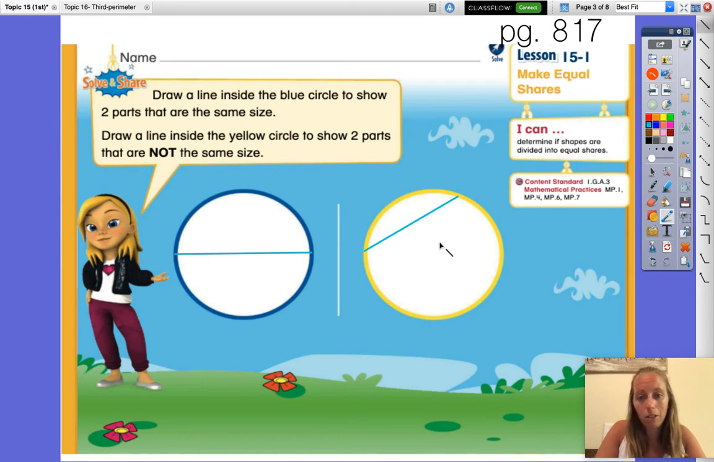But then if we come to this pizza, if Miss Black gets this small piece of pizza and the other girl gets this big piece, Miss Black is going to be very angry, right? Because I don't get enough. I don't get the same amount as her. So we don't have equal shares. So when we're thinking about making equal shares in shapes and dividing shapes into equal parts, we need to make sure the sizes of the different parts are the same.